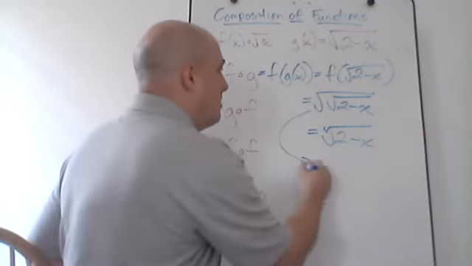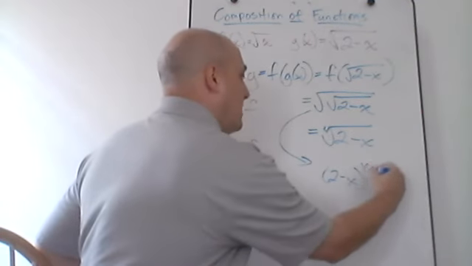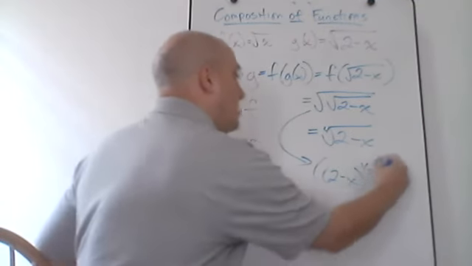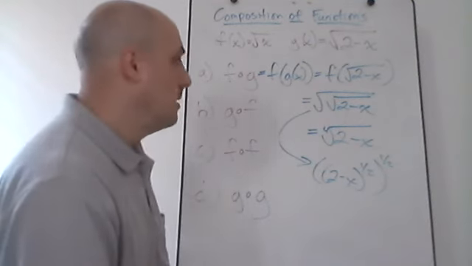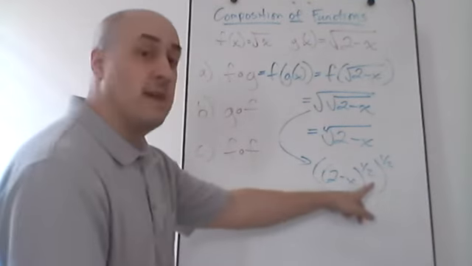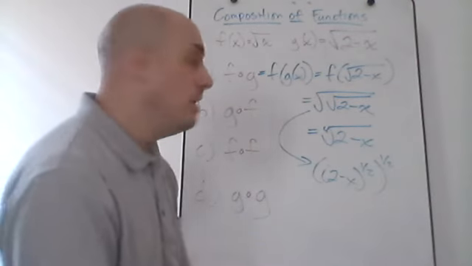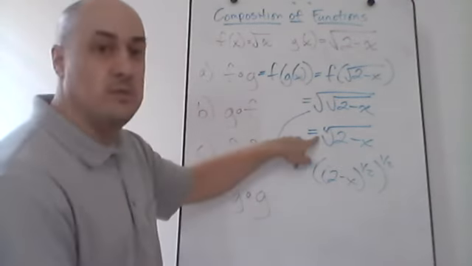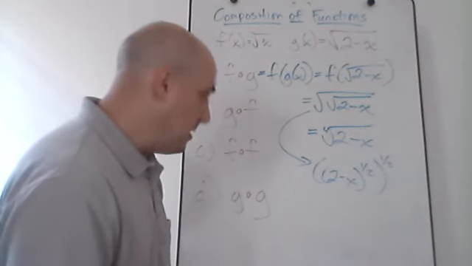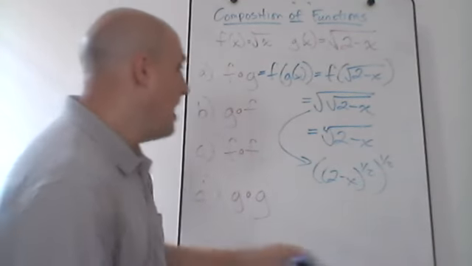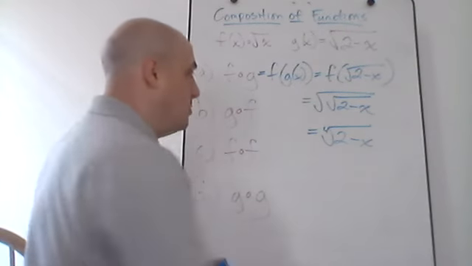So the square root of the square root of 2 minus x: well, the square root of 2 minus x is 2 minus x to the 1/2 power. And if I do the square root of all that, then that's also raised to the 1/2 power. Using the rules of exponents, a power to a power, I multiply: 1/2 times 1/2 is 1/4, and the 1/4 power corresponds to the fourth root. So I get the fourth root of 2 minus x. That's what I get for f of g. f of g is equal to the fourth root of 2 minus x.